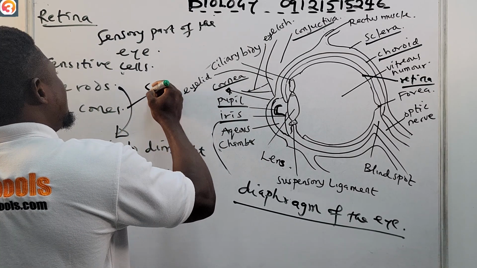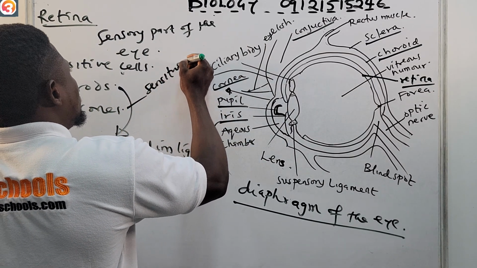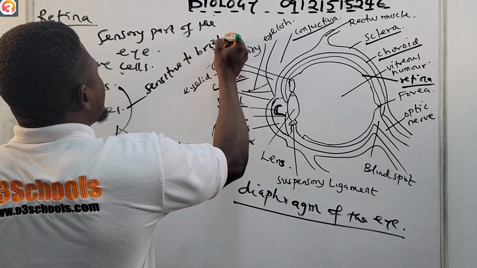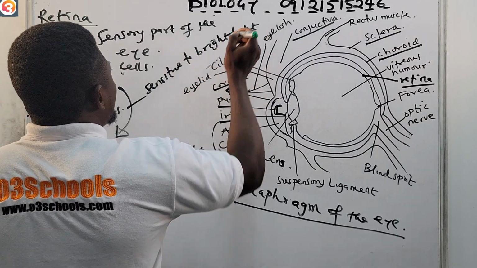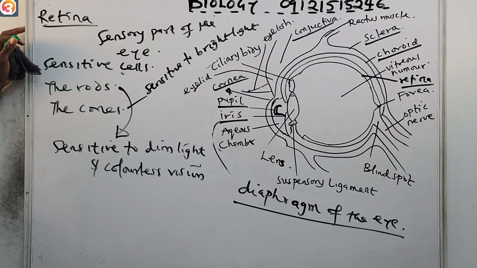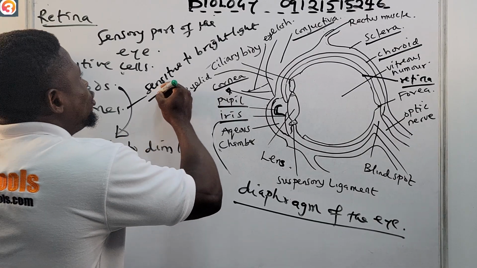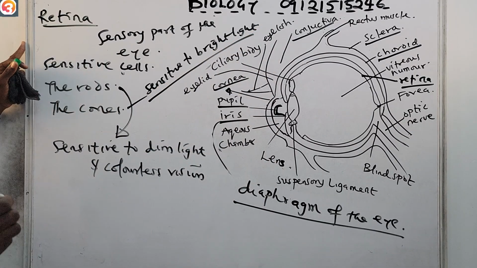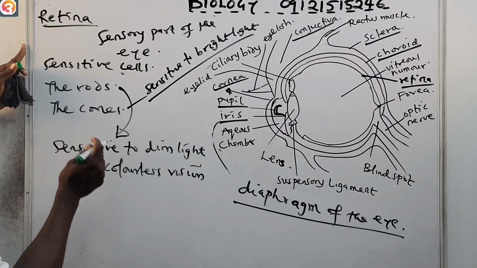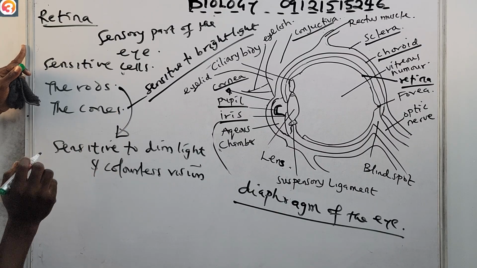So the cones are sensitive to bright light. They are sensitive to what? To bright light, and they are able to detect colors. Because they are sensitive to bright light, they are able to detect colors. That's what the cones are: sensitive to bright light and able to detect colors.